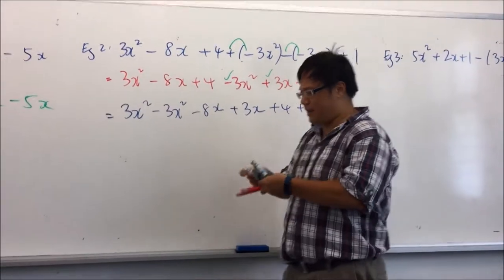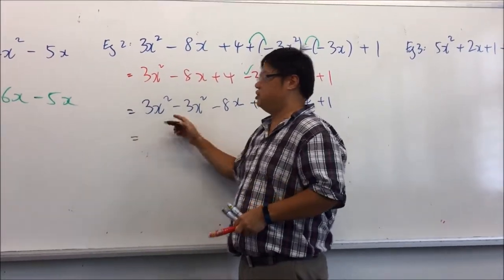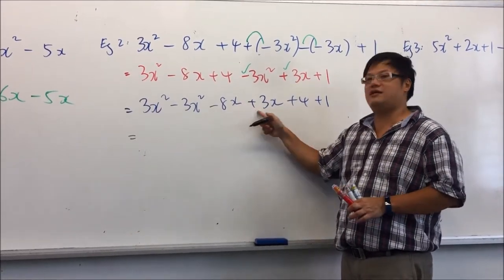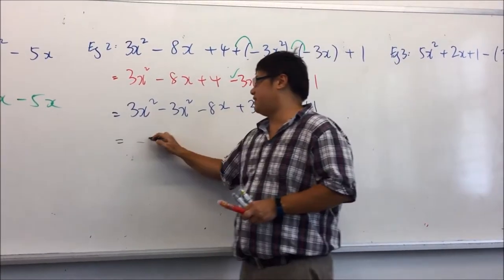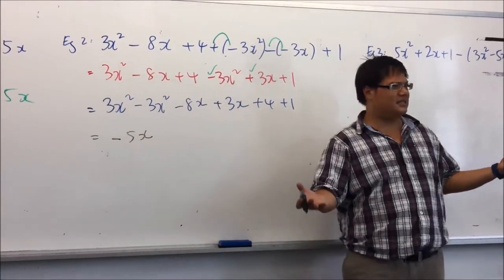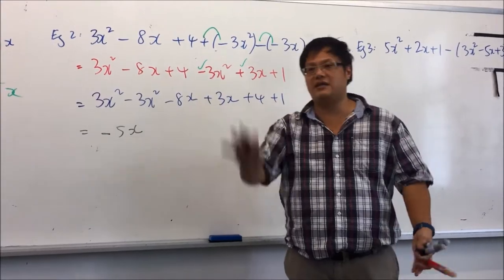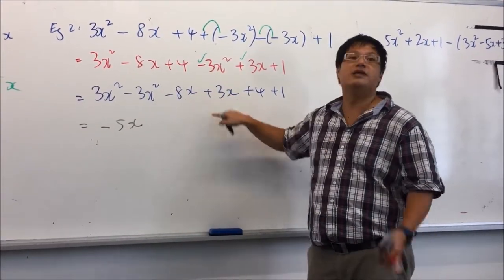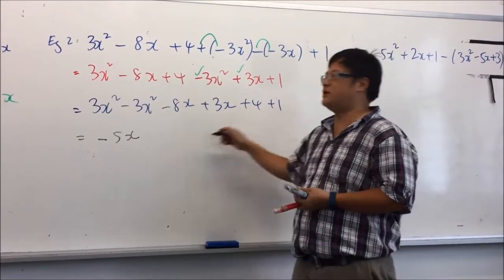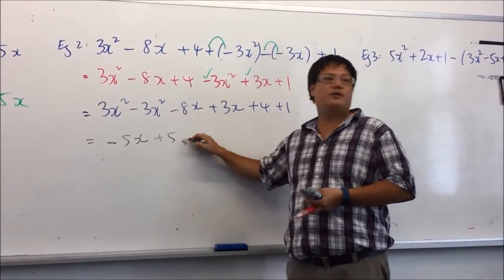Okay, what is 3x squared minus 3x squared, everybody? Zero. What's minus 8x plus 3x? Minus 5x. If you don't know how to punch the calculator, you say, Mr., but I cannot punch x in the calculator, right? Correct. Then don't punch x, just punch minus 8 plus 3. It will give you negative 5. So negative 5x. Then 4 plus 1, everybody knows it's 5. So I'm sure you got this answer.